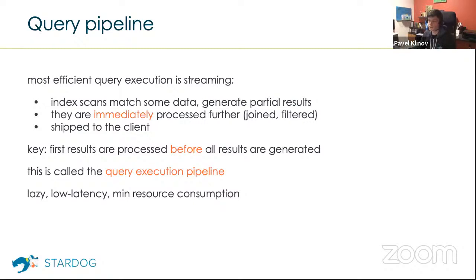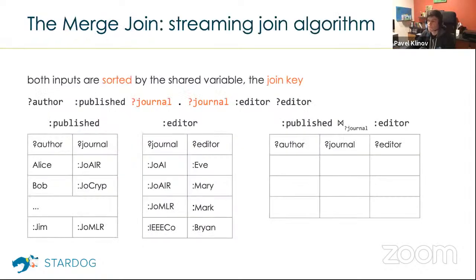When it works like that, the query is going to be very efficient, unless it generates a tremendous number of results, which should not happen for reasonably written queries. And the example of that streaming evaluation would be the merge join algorithm, which is by far the fastest join algorithm one can ever imagine. I don't think there's anything faster than the merge join.